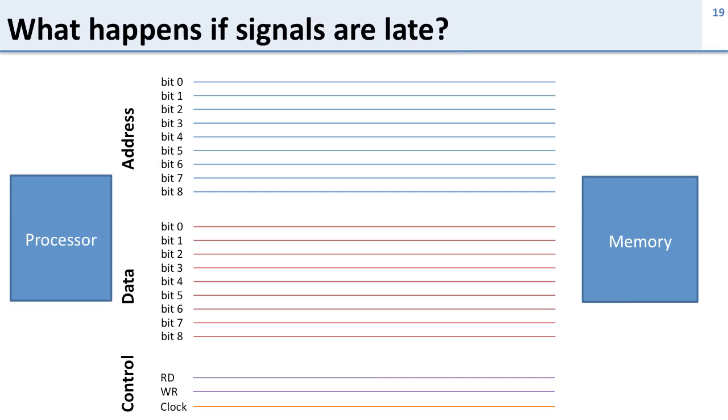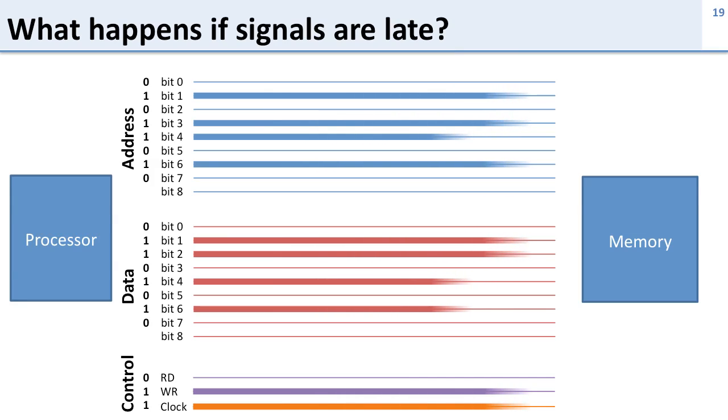So what's the big problem with buses? Well, what happens if signals are late? So I want to go ahead and send this data, but this time some of my wires take longer than others. So I go ahead and start sending the data, but it doesn't all get there at the same time.